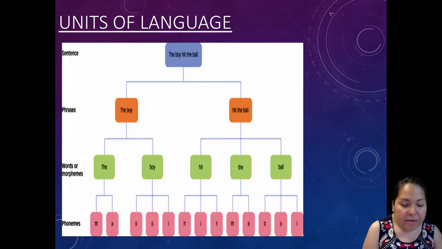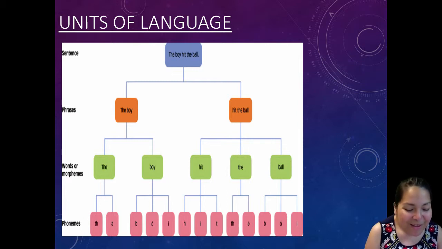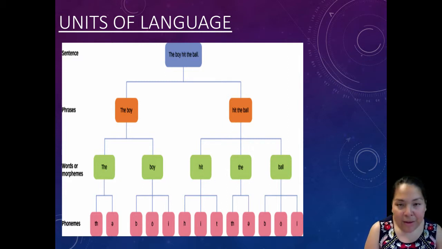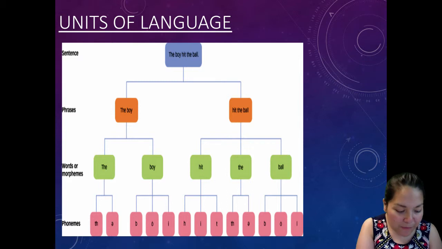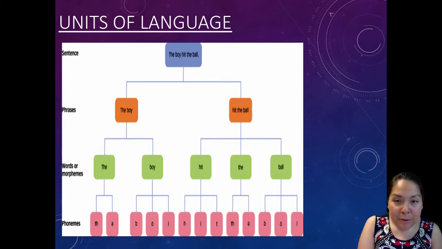So here are the units of language laid out in a hierarchical figure. The sentence, "The boy hit the ball," can be broken down into the subject phrase, "the boy," and then the predicate phrase, "hit the ball." Further, these phrases can be broken down into morphemes, which are the individual words in the sentences. And finally, after that, we can break the morphemes down into phonemes, the individual sounds that compose those words.